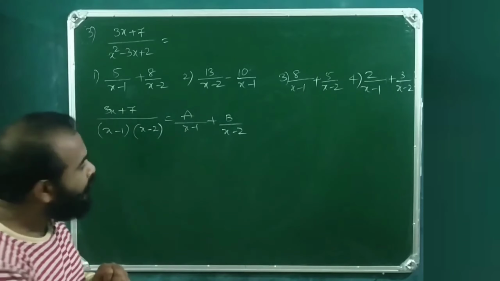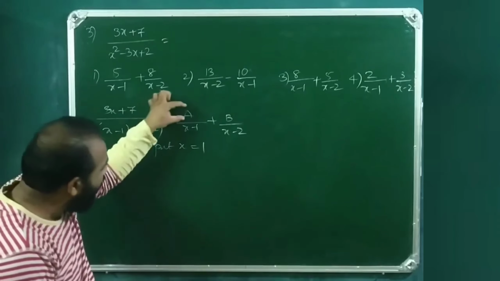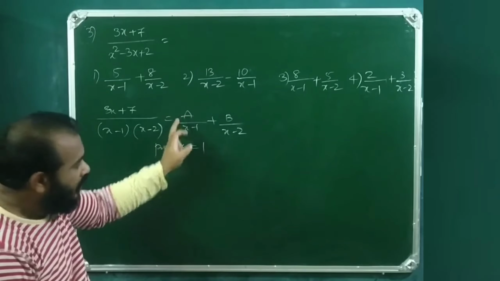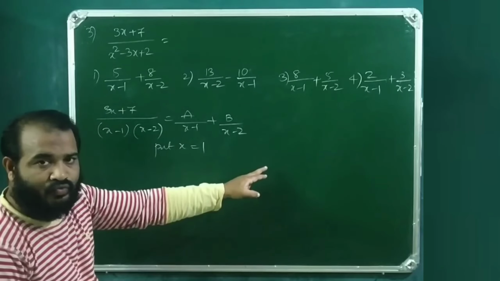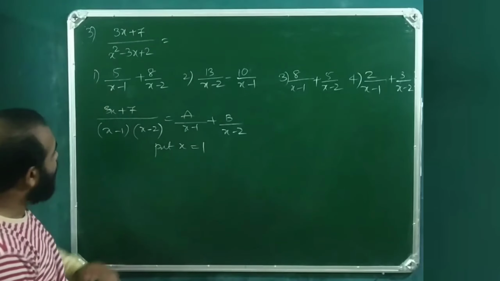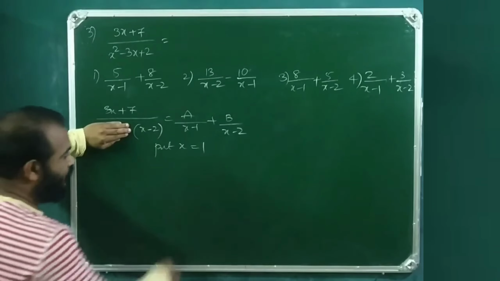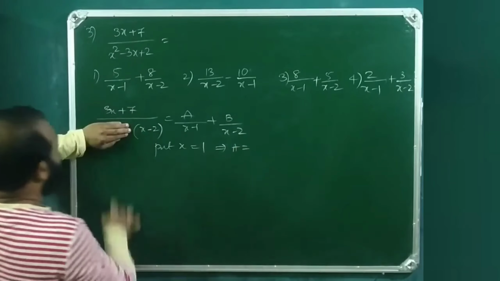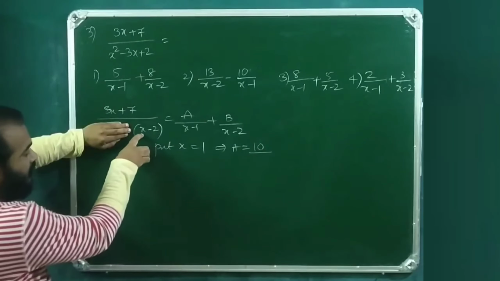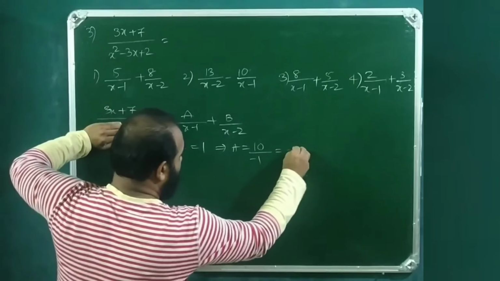But the shortcut here is to put x equals 1 to obtain the value of a. Whatever is there in the denominator of this a, you equate it to 0. x minus 1 equals 0, x equals 1. That one you substitute here, covering this x minus 1. Then we'll get the value of a. So a equals 3 ones are 3, 3 plus 7, 10, by 1 minus 2, which is minus 1. So this is minus 10.